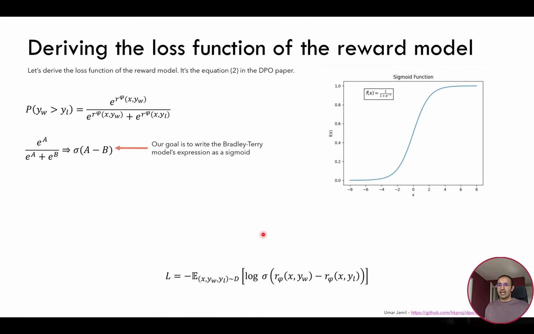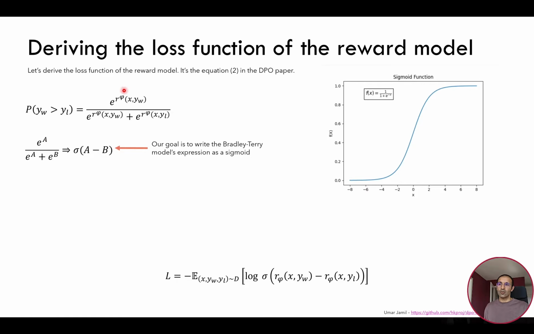First of all, as you can see in the loss, there is this function here. It's a sigmoid function. The expression of the sigmoid function is this one, and this is the graph of the sigmoid. The expression of the sigmoid function is 1 over 1 plus e to the power of minus x. The first step of the derivation is to prove that a fraction of two exponentials, so exponential divided by the sum of two exponentials, can be written as a sigmoid of a minus b.